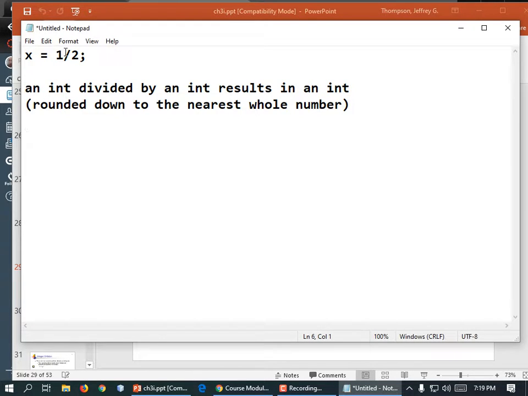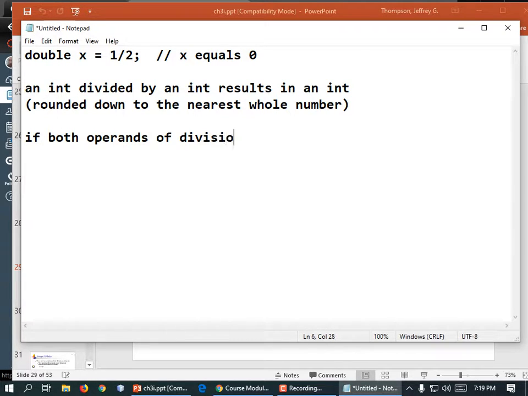So 1 over 2, well, 1 over 2 is 0.5. Rounded down to the nearest whole number, x is going to equal 0. Even though it doesn't look like it. Even if this says double, right? Even if it's got some kind of super precise data type over here, it doesn't matter. This calculated out to 0. And so 0 is going to get copied across the equal sign and stored into x because it's doing integer division. If both operands of division are ints, the result is an int.